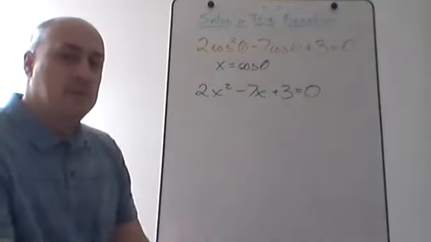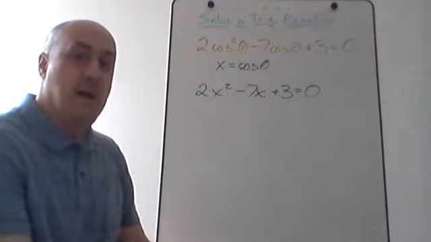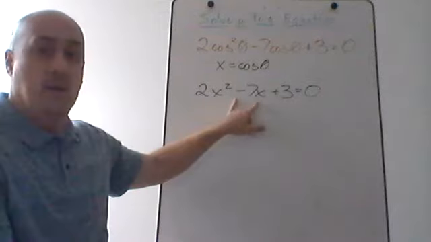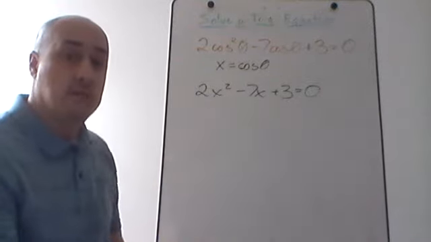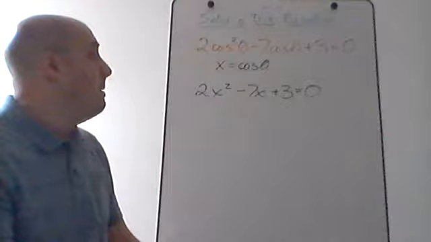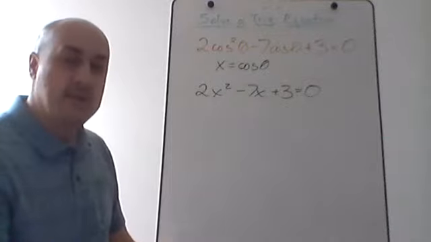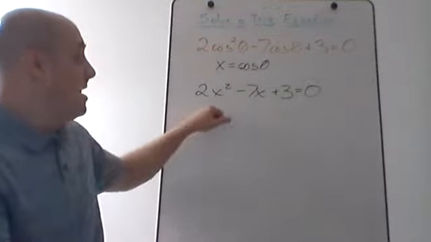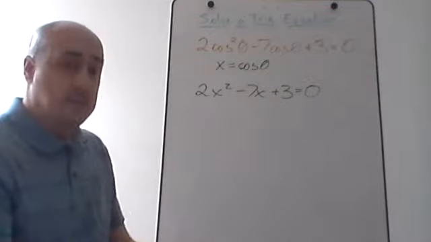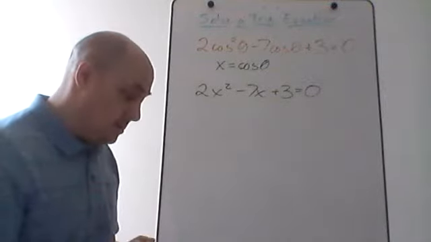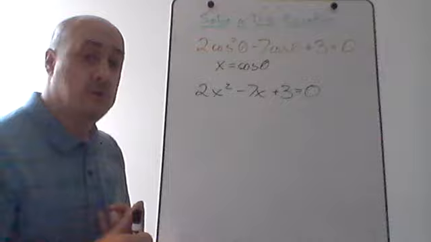So if I make that substitution of variables here, what I end up with is a quadratic equation. 2x squared minus 7x plus 3 equals 0. I said that backwards. Now we can solve this like we solve quadratic equations. So I can try to factor it. I can try to use the quadratic formula.